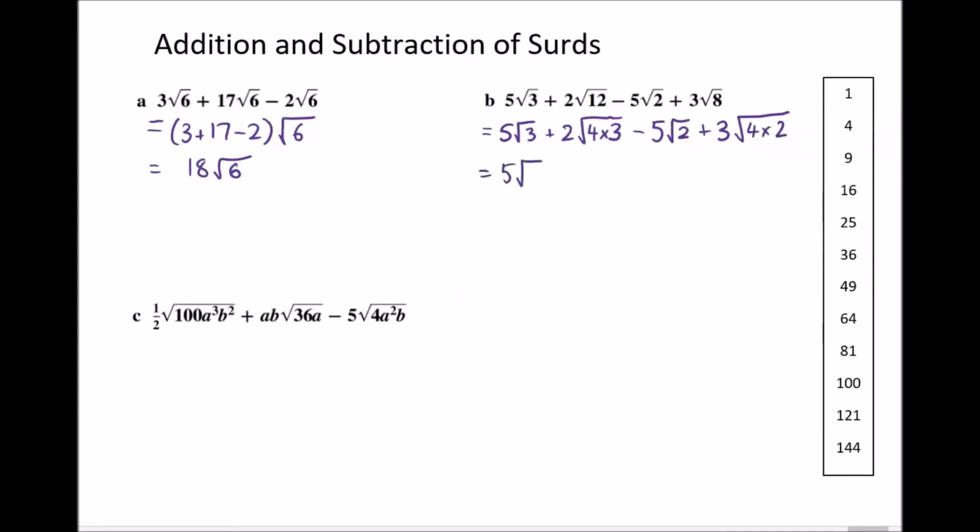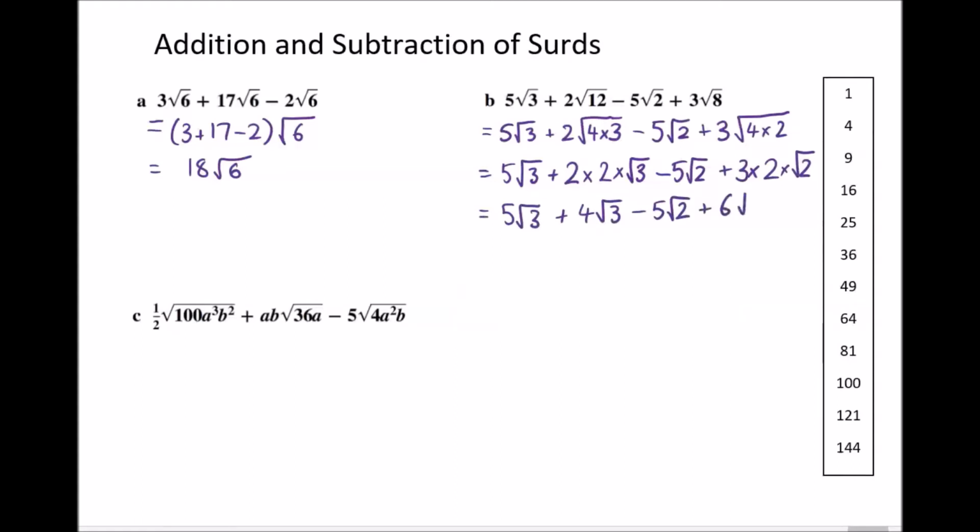So 5 root 3 stays as it is, plus 2. Now our square root 4, we know that's equal to 2. So we can write that as 2. It comes out of the square root and becomes 2, times the square root 3, the 3 stays under the square root. Then we have minus 5 root 2, plus 3 times our 4, square root of 4 will simplify to 2, times square root 2. And so we go through and simplify a little bit more. We have 5 root 3 plus 4 root 3 minus 5 root 2 plus 2 3s are 6 root 2.